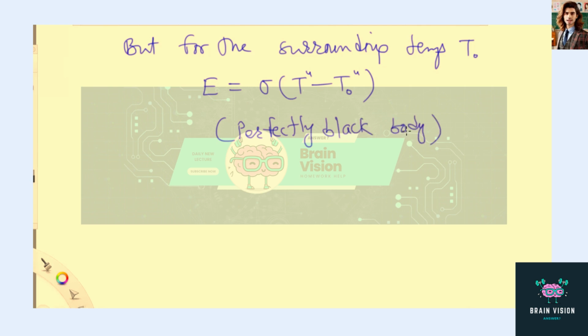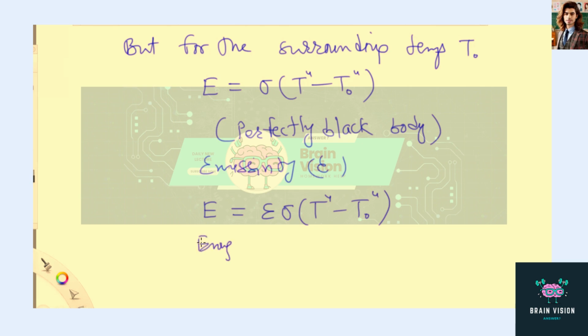But in case the body is not perfectly black, as here in the given problem, it is tungsten, which is not a perfectly black body, then we should know its emissivity. And in that case, the final form of Stefan's law becomes emissivity epsilon times sigma into T4 minus T naught 4. And here this is the energy per unit area per unit time.